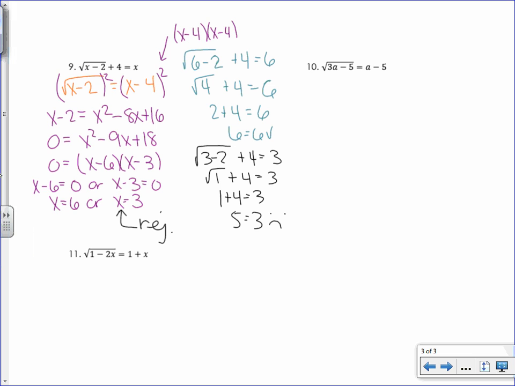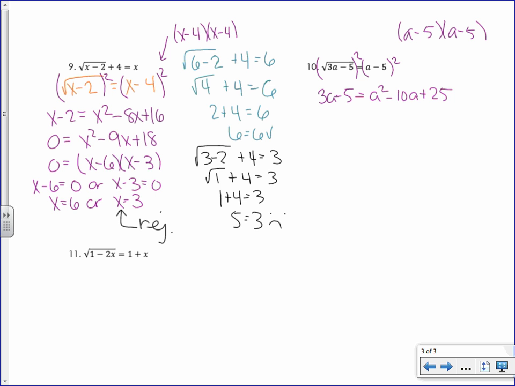No! All right. Radicals are already isolated, so let's square. Here I'm going to get 3a minus 5. All right, on the right, you have to FOIL. This is really a minus 5 times a minus 5. So that is going to give me a squared minus 10a plus 25.